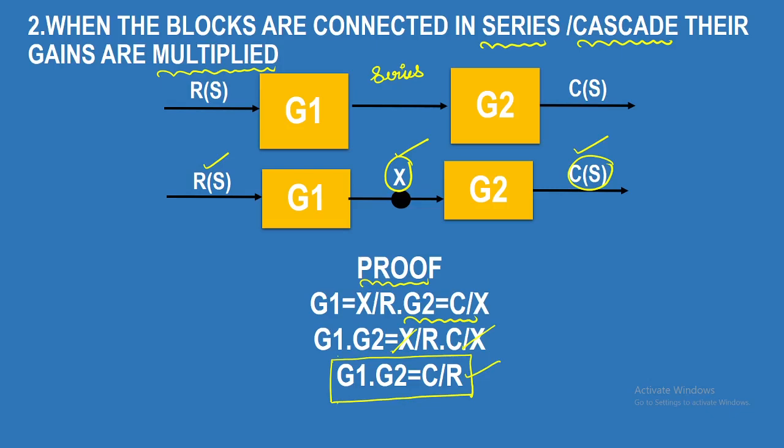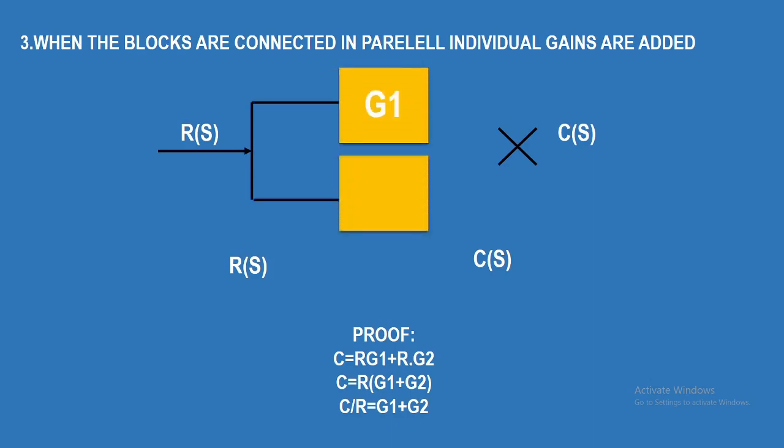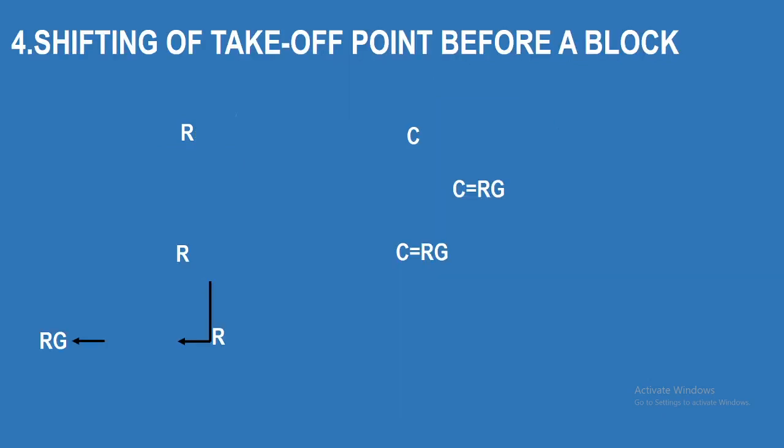So whenever two blocks are connected in series, you just multiply the gains of the two blocks. That is the second rule. Now consider two blocks connected in parallel like this. With individual gains, the outputs are simply added. Let us take the proof also. Here you are going to get G1 plus G2.